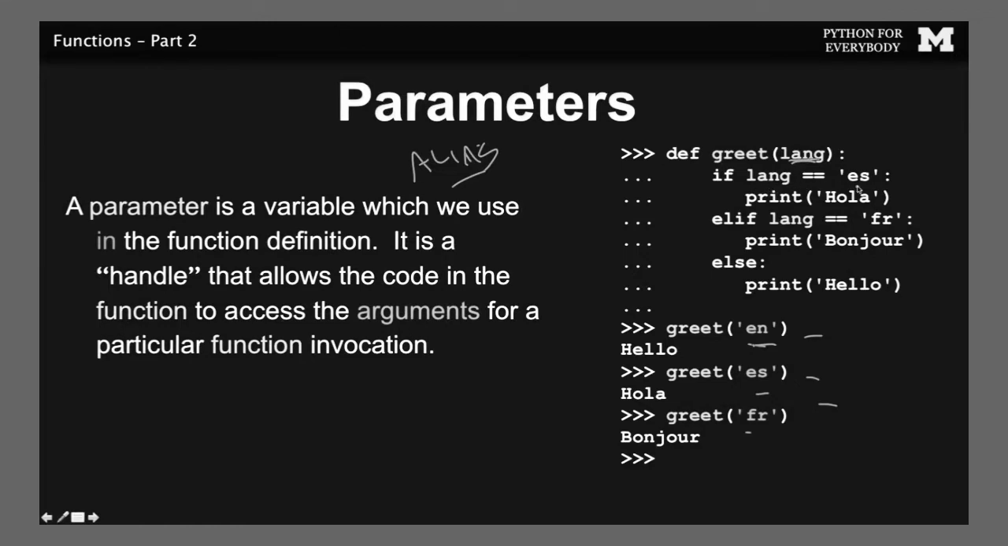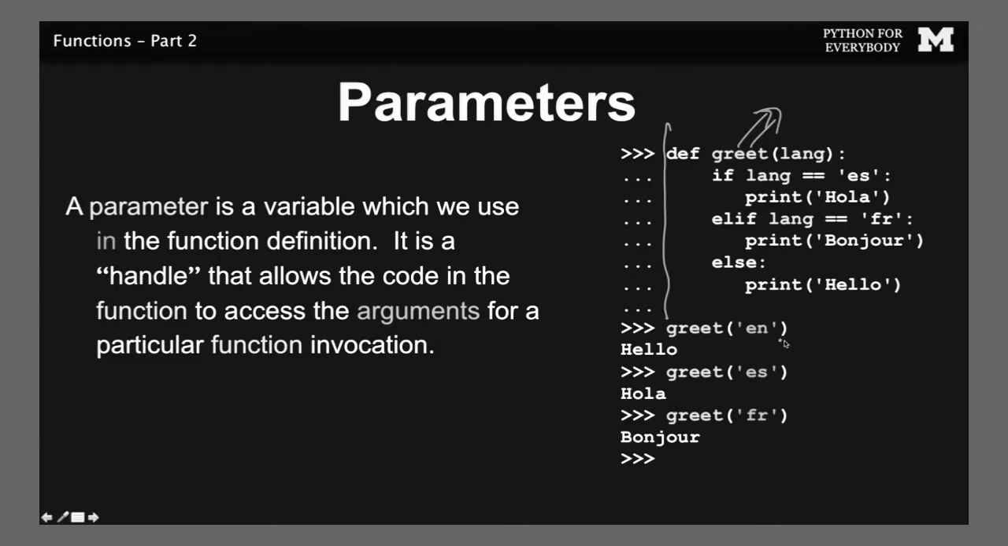If that first parameter is ES, then print this. If the first parameter is FR, print that. Otherwise, print that. So as our program runs, this accomplishes nothing, doesn't run any code, but it creates this thing called greet out there. And we've indicated to Python we expect a parameter. We expect that when this is invoked or called, we want one parameter.